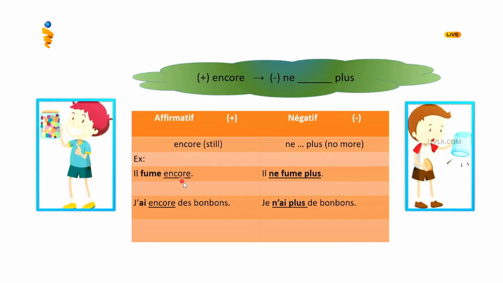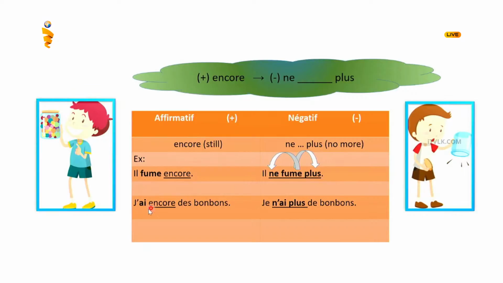So he is in the process. So what is the negation there? We have to say not anymore. Now he has stopped that habit. So we have to use ne and plus just like ne and pas before and after the conjugated verb. Okay. So il ne fume plus. That means he doesn't smoke anymore.